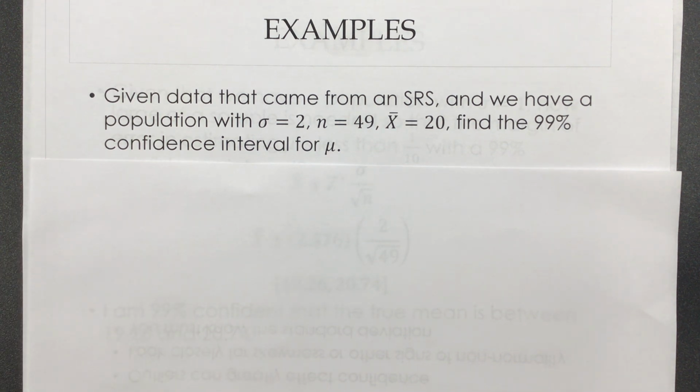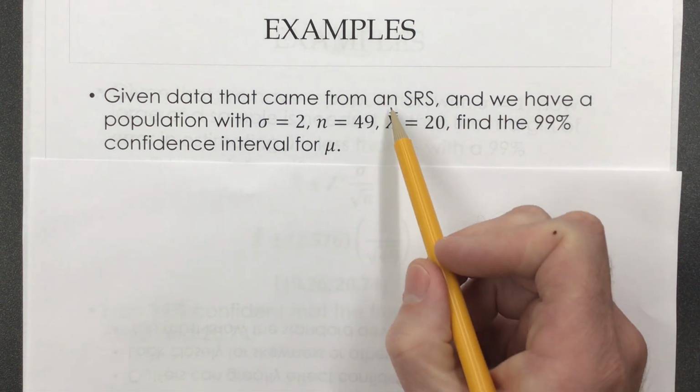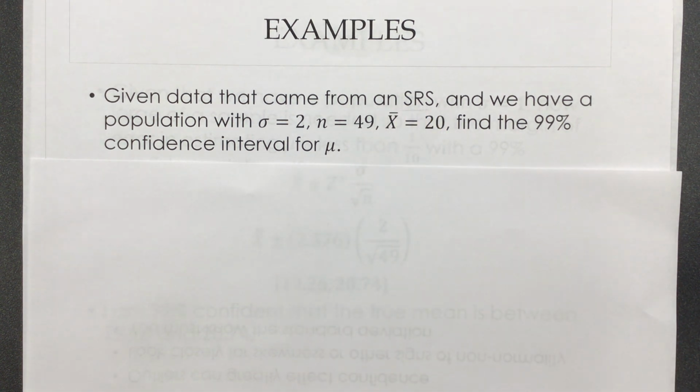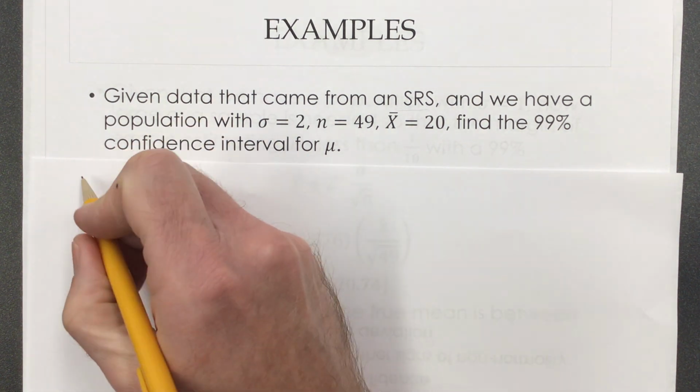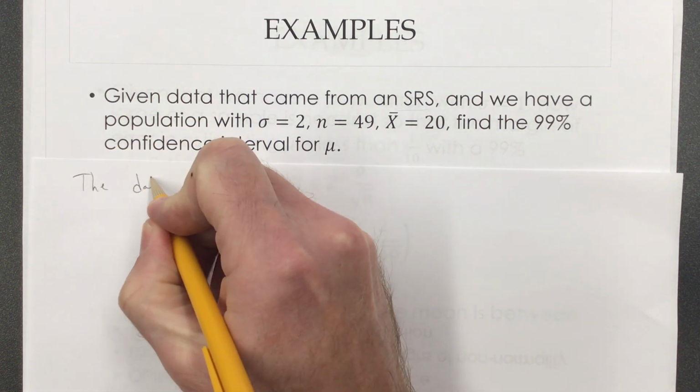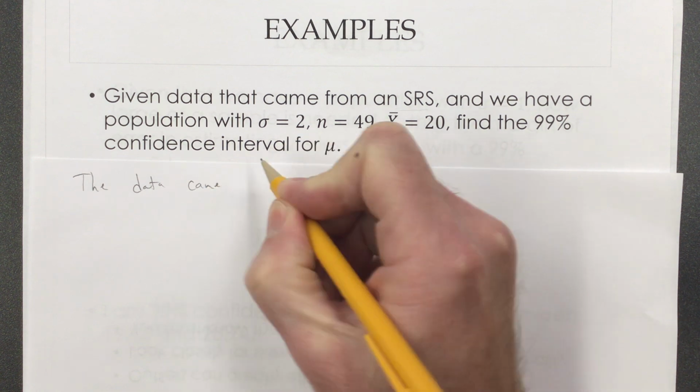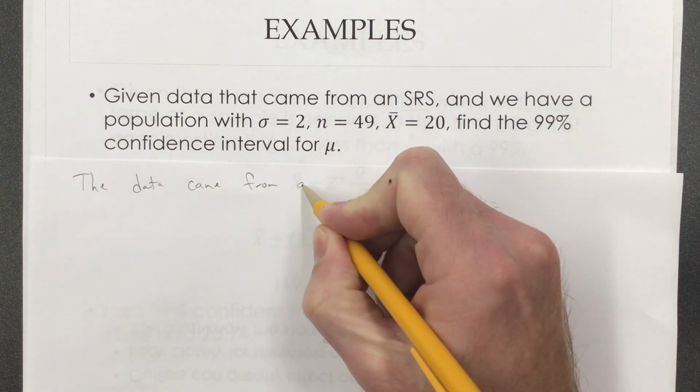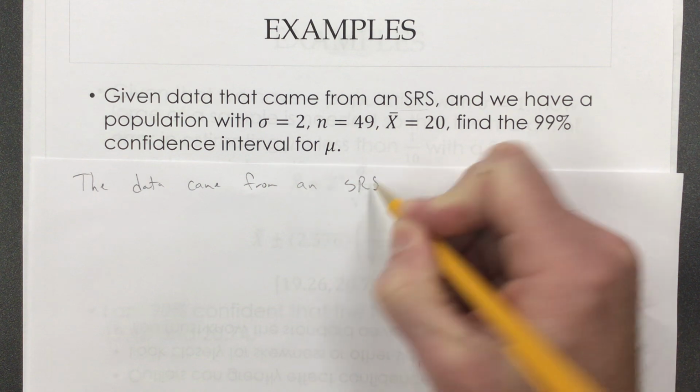Okay, so a big part of this inference piece is that you validate your calculation. So you need to mention why your calculation is okay, and then you can do your calculation, right? So first thing we have to say is the data came from an SRS, which is a requirement of this calculation. Okay, so the data came from an SRS.